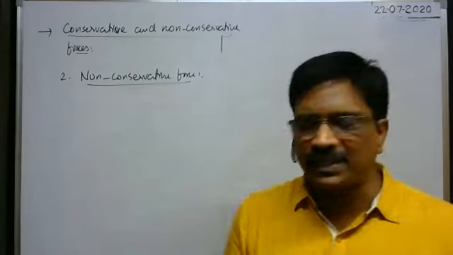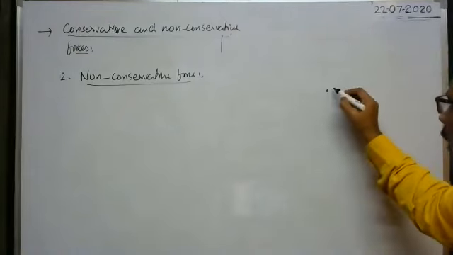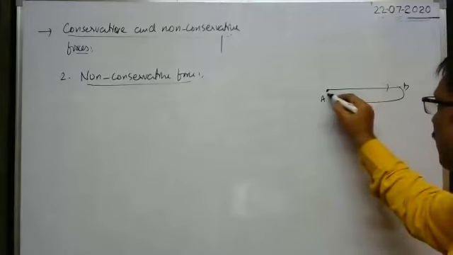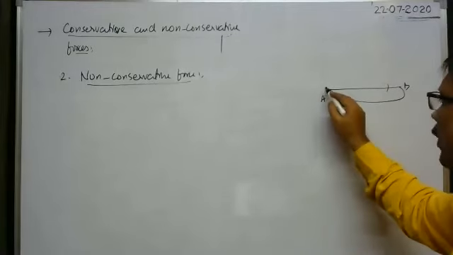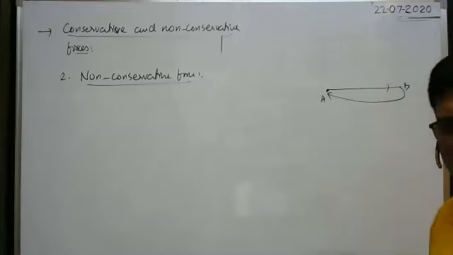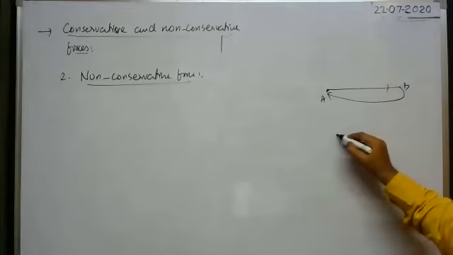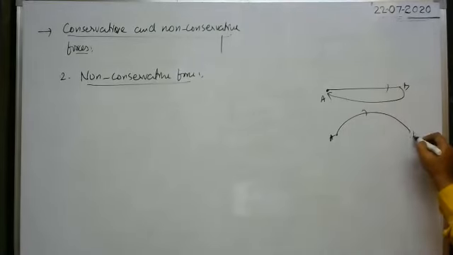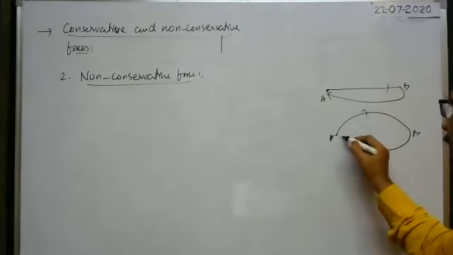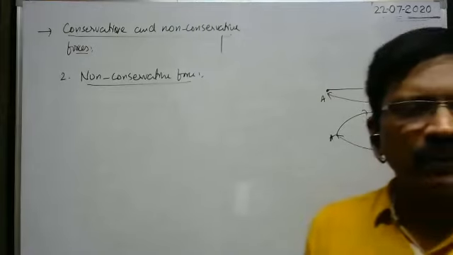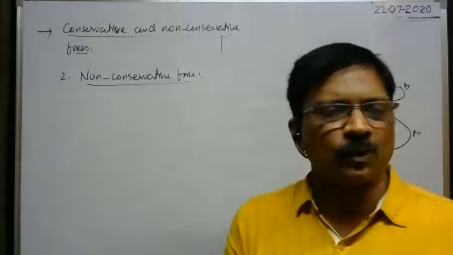Closed path, I already said. When you move the body from A to B and then back to A along the closed path. Closed path means the initial point and final point both coincide. Suppose the body travels from A to B along this path and then back to A along this path. Then it is called a closed path. That means initial and final points are both the same.